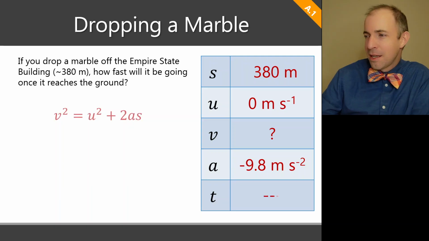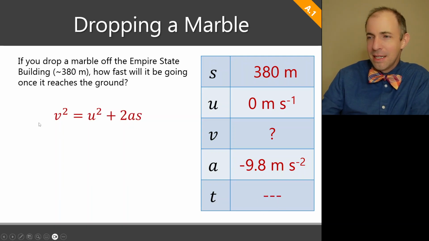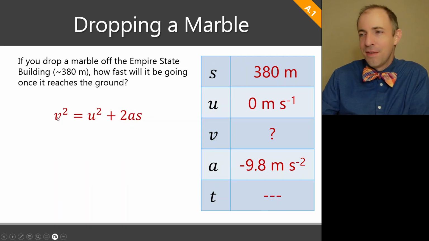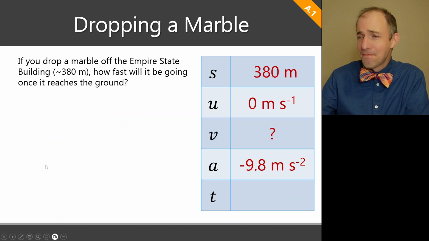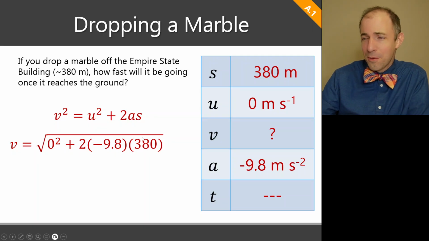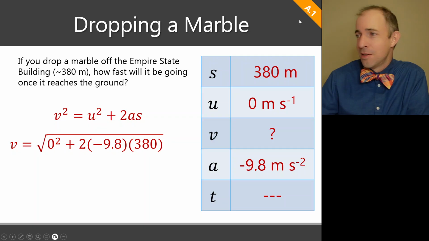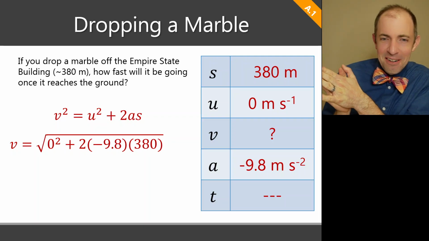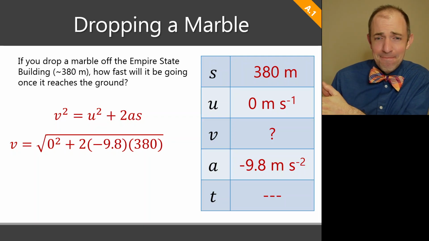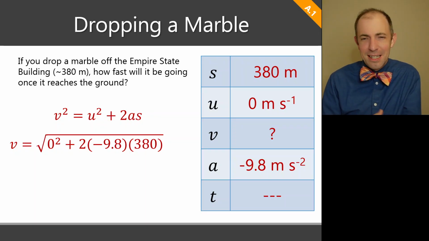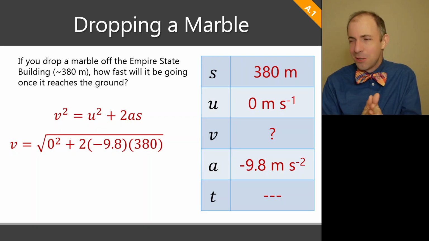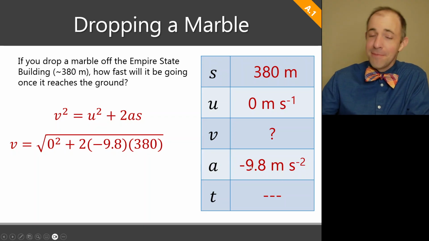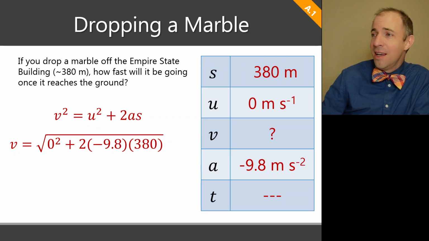If I look at my kinematic equations, I don't have time here. The only one that doesn't use time is v squared is equal to u squared plus 2as. If I plug in my values, solving for v, I'll get v is the square root of 0 squared plus 2 times negative 9.8 times 380. If you plug that into your calculator, it will give you an error. The error that it's giving you is because you're trying to take a square root of a negative number. So this is our first time that the negative is going to be really annoying to us. That negative 9.8 means that it's accelerating downward.